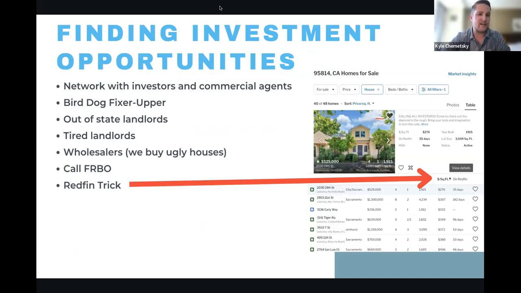So the best ways to find these are networking with investors and other commercial real estate agents. When I say other commercial real estate agents, what I really mean is you want to target those real estate agents in your market that you've seen sell a lot of multifamily properties, maybe sell a lot of fixer-uppers. There's certain agents that do the majority of that type of business.